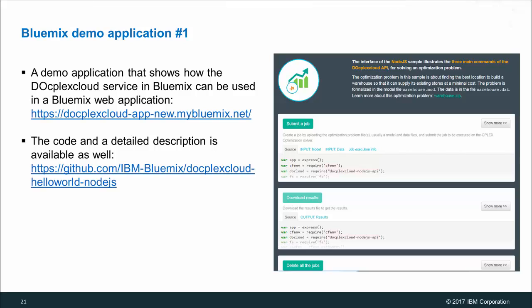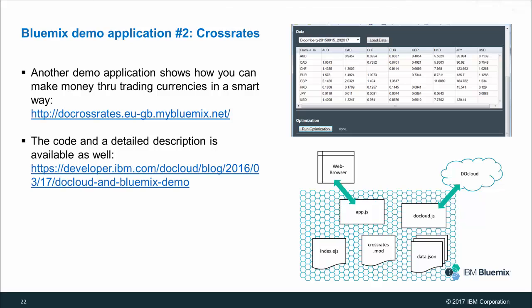Of course, we have also implemented a demo application that shows the basics how to use the service from inside a Bluemix cloud application. And even a second Bluemix application that uses Node.js and the standard DOcplexcloud service to solve an interesting currency trading problem. Check out the app through the first link and a 2-page blog entry that describes how I built the app.